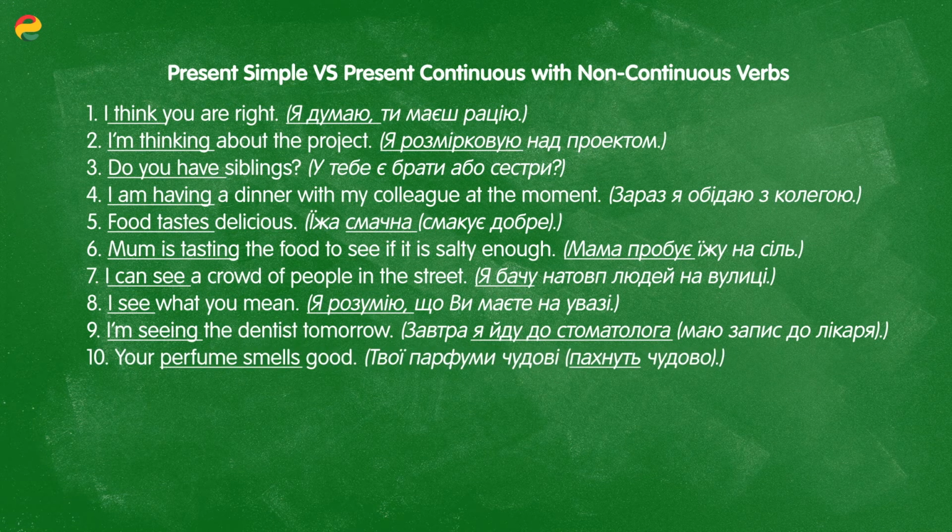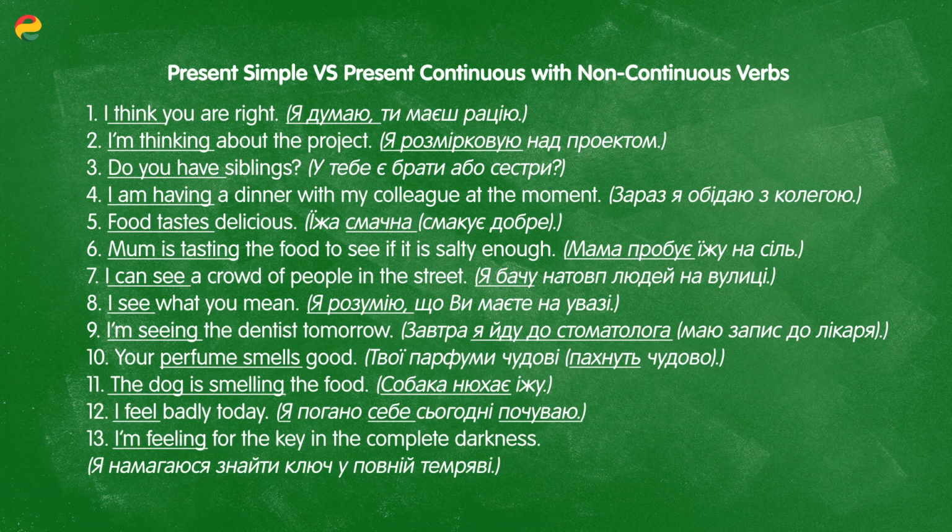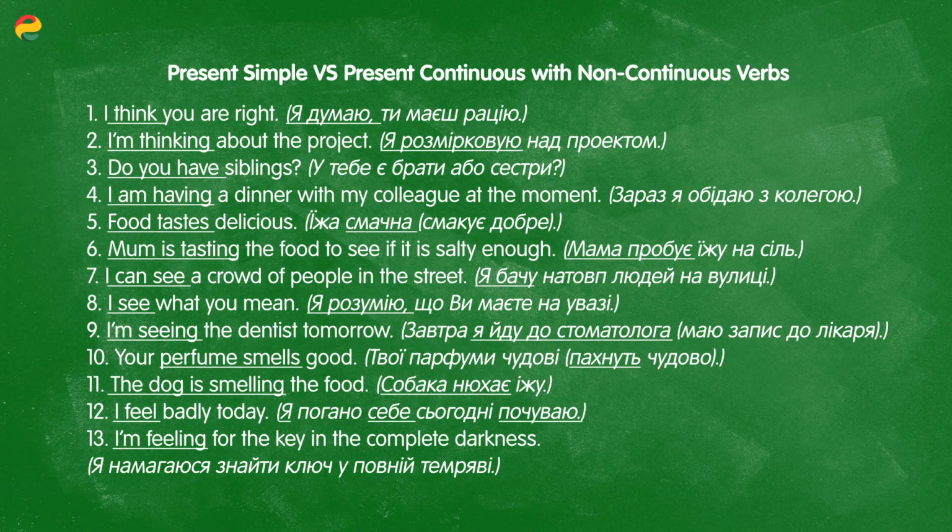In the next examples, your perfume smells good, and the dog is smelling the food. In the first one, I'm saying that your perfume smells good, and just like in the first example, if we wait 10 minutes, hopefully, your perfume will still smell good. But the dog may not be smelling the food in 10 minutes. We don't know.